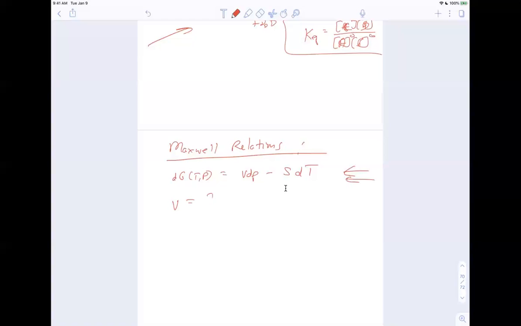The volume is the partial of G, which is a function of temperature and pressure, with respect to pressure when we hold temperature constant. We also know that negative S is equal to the partial of G with respect to T when we hold pressure constant. Those things are obvious from the expression with the two arrows pointing to it. That's just from how total derivatives are.